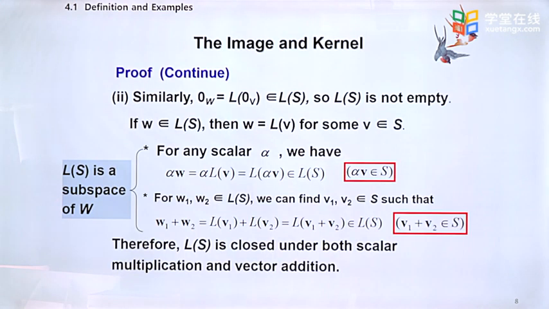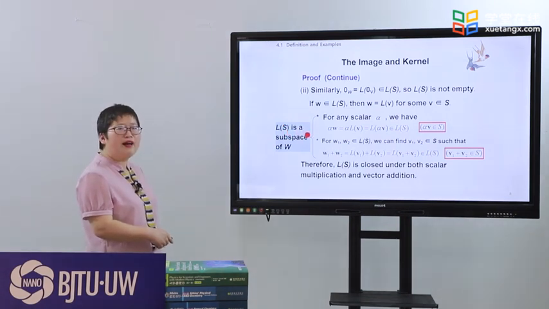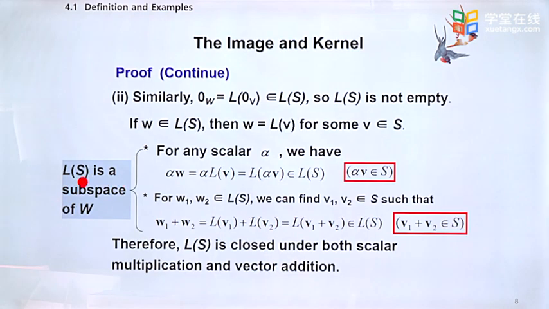And now we show the second statement. We want to show L(S), the image of S, is a subspace of W. In order to show this, you need to show that for any vector in L(S) and any scalar α, α times this vector is also in L(S). And you also need to show that for any two vectors in L(S), for example w1, w2, their summation is also in L(S). Okay, so we see in detail how to show this.